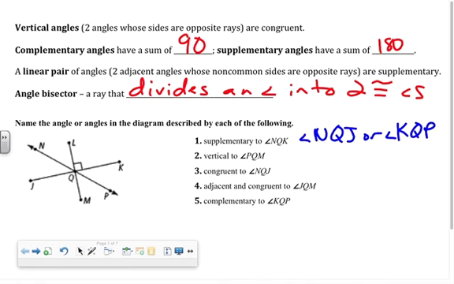How about an angle vertical to PQM? Again, it might be helpful if I highlight the angle. PQM is here. NQL is the angle that is vertical to it. If you didn't see it before, let me highlight it for you, and hopefully when I do, you see that they're forming an X.